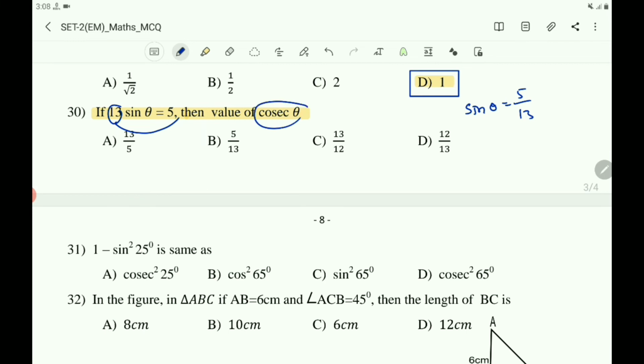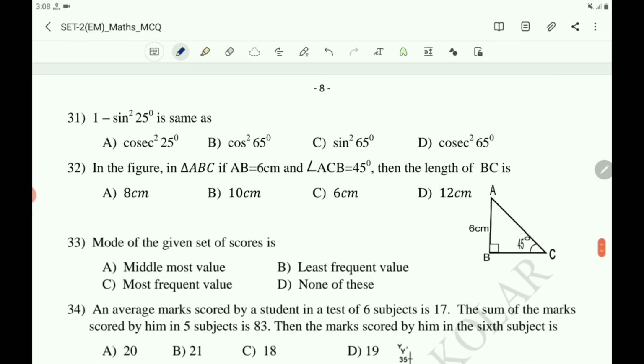Here what is asked? Cosec theta. Sin theta's reciprocal is cosec theta. Cosec theta is the reciprocal of sin theta. Reciprocal means what you have to take? 13 by 5. Then what is the answer? 13 by 5. Option A is the answer. Option A is the answer.